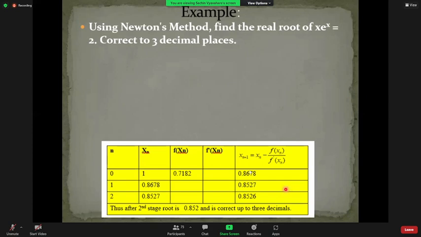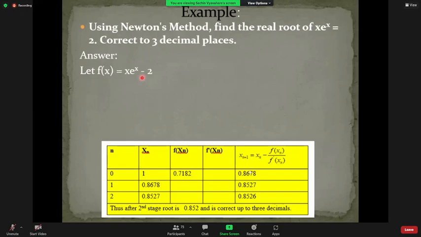So the next question is on the screen. Using Newton's method, find the real root of x e raised to x equal to 2, correct to 3 decimal places. So what is f(x) here? x e raised to x minus 2. So we should take these terms on one side, correct. So f(x) is x e raised to x minus 2.